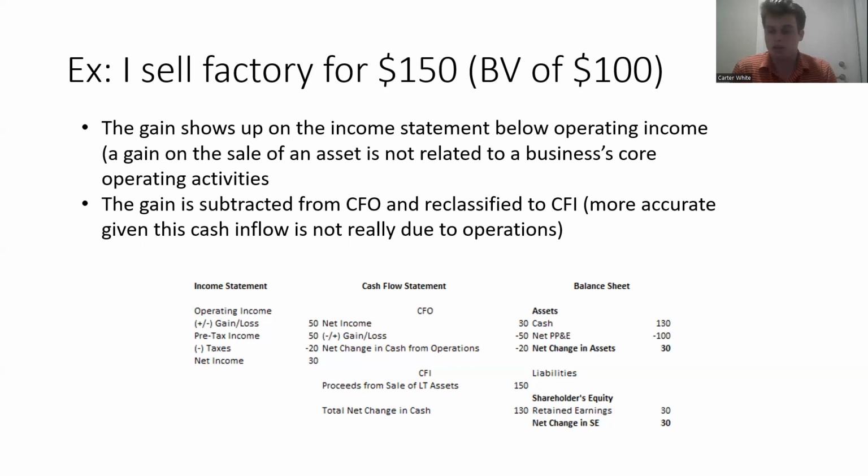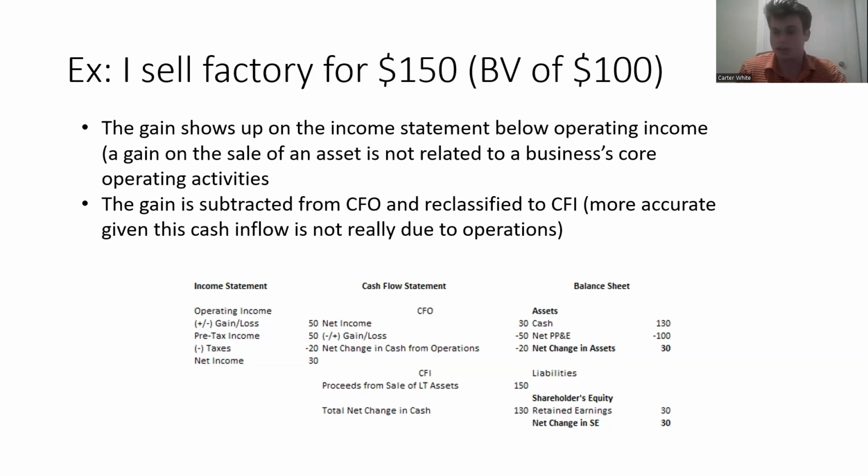Then we go over to the balance sheet. As always, first you show your cash. Your net change in cash was 130, so your cash is up by 130. And then your net PP&E is down by 100. It's important to know it's down by 100, not 150. It's down by whatever the stated book value was. So at the beginning of this period, it was stated to be worth $100. So you subtract your net PP&E by 100. So your total net change in assets is 30. And then your shareholders' equity, your retained earnings, is also 30 because it's just whatever your net income was. Because remember, retained earnings is just your cumulative profits minus your cumulative dividends. So if you had $30 of net income, this would increase your retained earnings by 30.